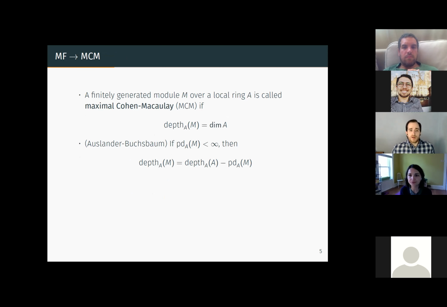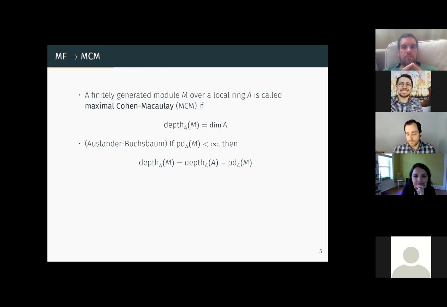So a finitely generated module over a local ring A is called maximal Cohen-Macaulay if its depth is the maximal possible value, which is the dimension of the ring. If this term is not familiar to you, I'm not actually going to say anything more about it, but let me cheat a tiny bit and just say it's a numerical invariant of the module, which is related to the projective dimension by the formula below, right here, which is the Auslander-Buchsbaum formula.